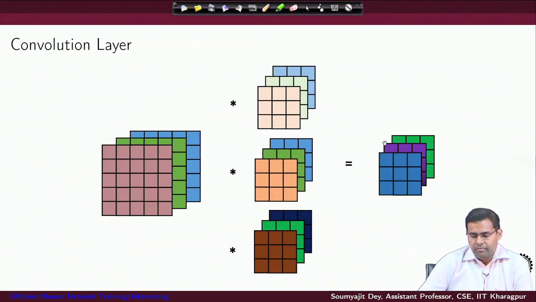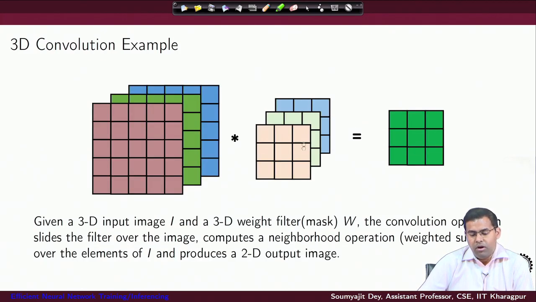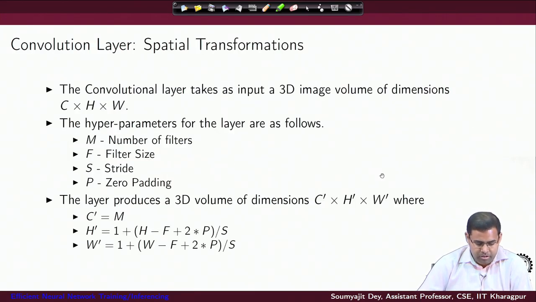For example, if you see here, I have a 3D image, I applied a 3D mask, and I got one output, because essentially they are summing up to one mask, right. So the number of outputs that I really get depends on the number of masks I apply. For example, here if I apply 3 masks, each of them operating on the 3D image, each of them is going to give me one 2 cross 2 output. So for the 3 masks, essentially I get a 3D output like this, right. So essentially C prime is M, that is the number of filters, but what is H prime? H prime is essentially the modified height of the output, and W prime is the width of the output.